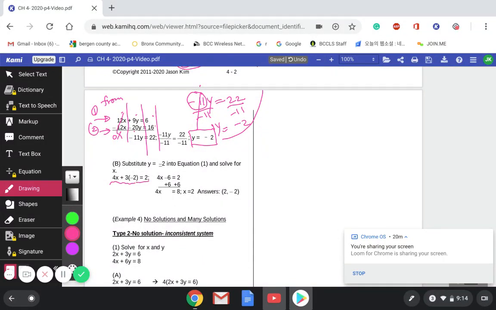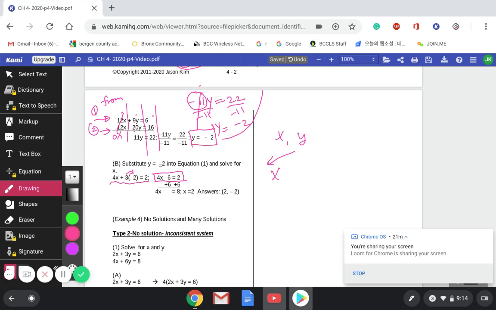So that ends up with 3 times negative 2 is negative 6. So 4x minus 6 becomes 2. So you solve this equation with one variable. So what has happened was the system of equations with two variables, x and y, has now become an equation with x alone, so we can solve it.